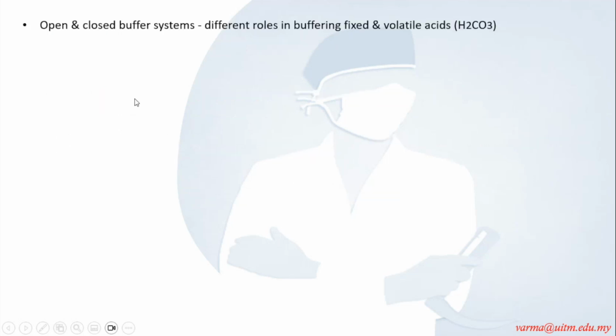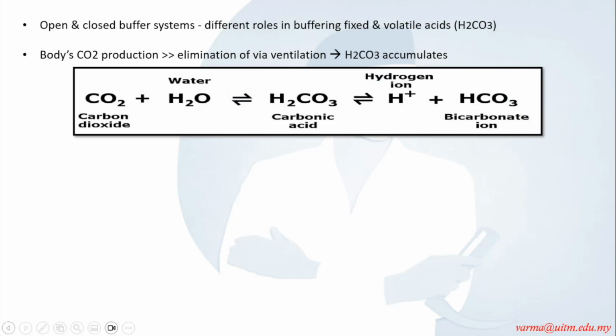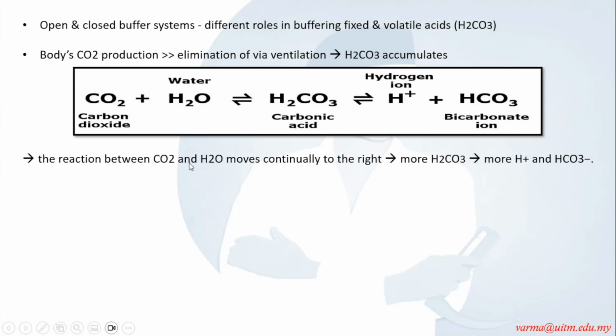Open and closed buffer systems have different roles in buffering fixed and volatile acid. Please pay attention here. Body carbon dioxide production, elimination via ventilation, H2CO3 accumulate. If the body's CO2 production is more than the elimination of CO2 via ventilation, more CO2 being produced but the patient is hypoventilating, meaning less CO2 expelled, the H2CO3 will accumulate. The reaction between CO2 and H2O moves continuously towards the right, giving more H2CO3 and more H plus and bicarb. This is why we get respiratory acidosis.